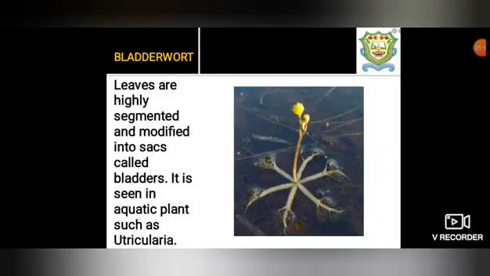Bladderwort. In bladderwort, leaves are highly segmented and modified into sac-like bladders. The bladders have trap doors in which minute organisms can only go in but cannot come out. It is mostly found in aquatic plants such as Utricularia.